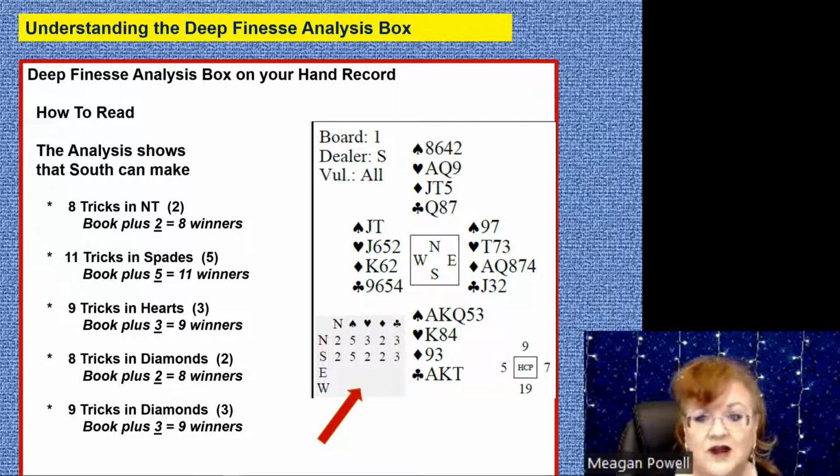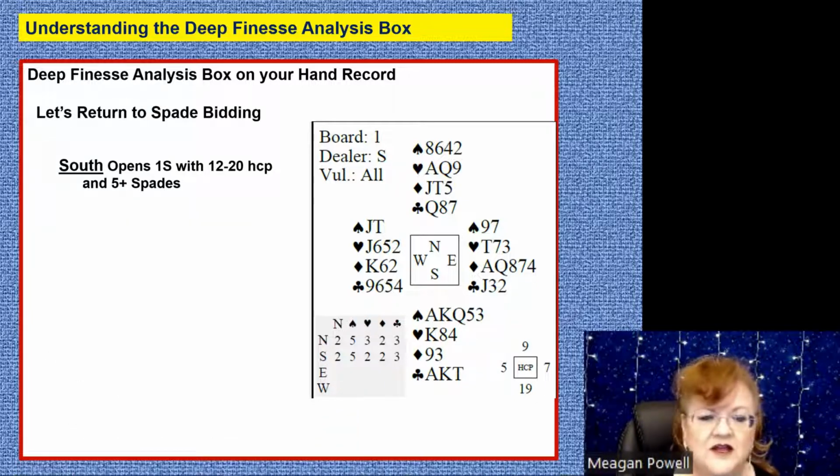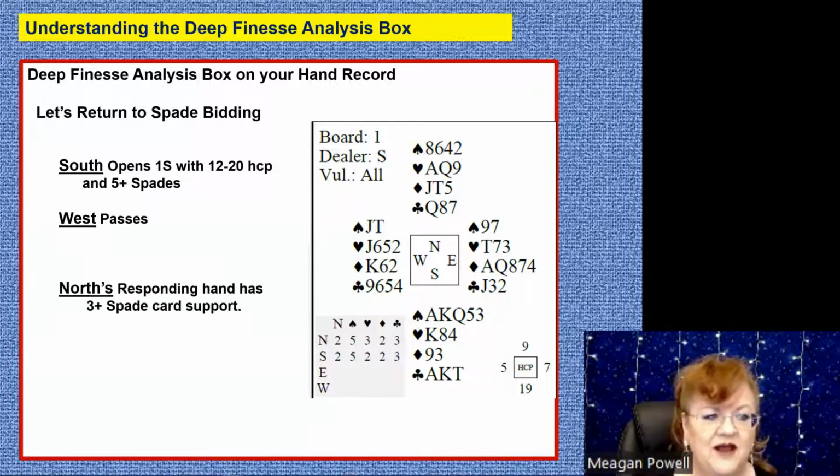Well, that's great. That's a lot of contracts that North-South can make. But would they? Would they have even attempted it? Well, let's go back to our bidding. South has 12 to 20 high card points and 5 spades and is definitely going to open 1 spade, right? West has 5 high card points, isn't going to bid anything as an opponent, and passes.